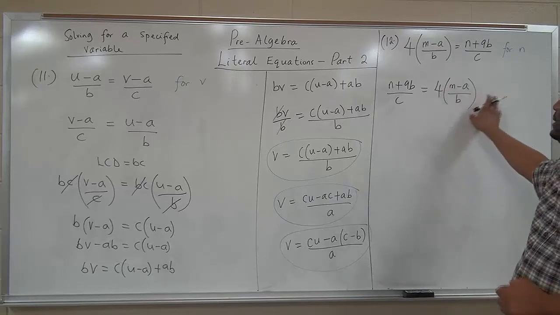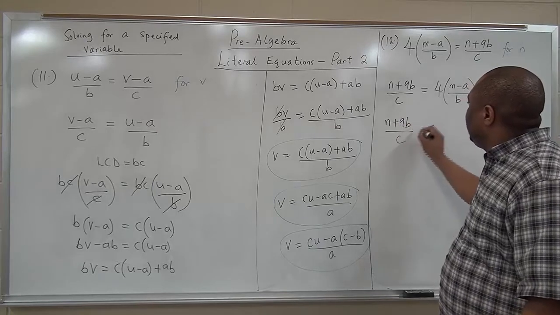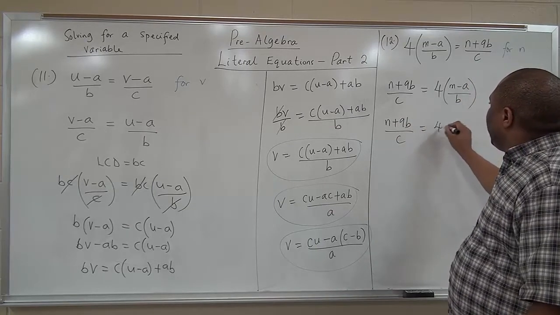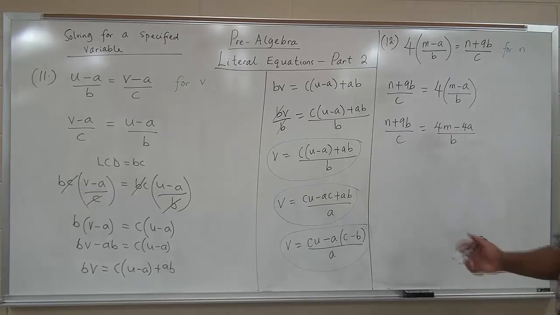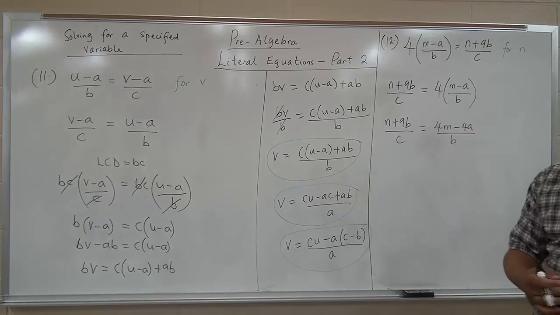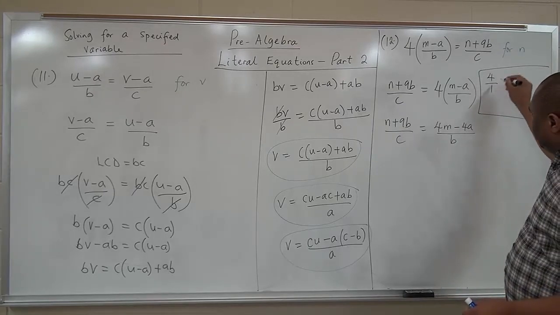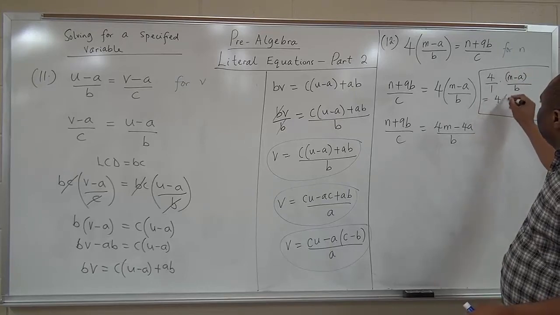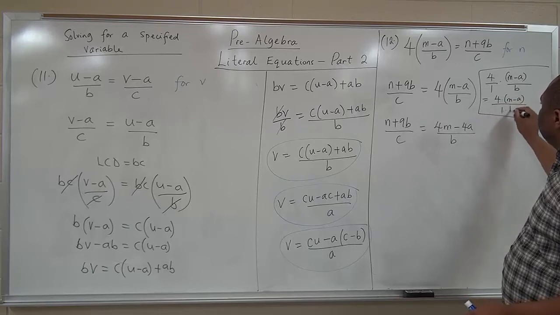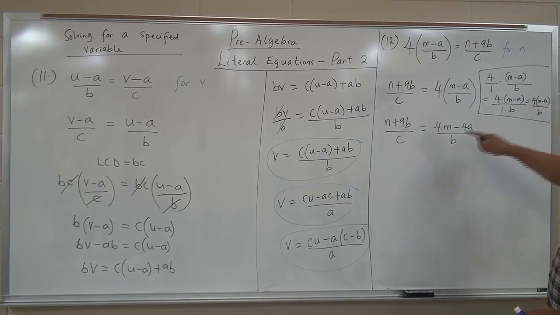Okay, so let's release this. This is 4 times this. This is n plus 9b over c equal to 4m minus 4a over b. That is the way it is, because this means 4 times that. Look at the way you do this. This means 4 over 1 times m minus a over b. So this will be 4 times m minus a over 1 times b. And that will give you 4 times m minus a over b, which gives you 4m minus 4a over b.